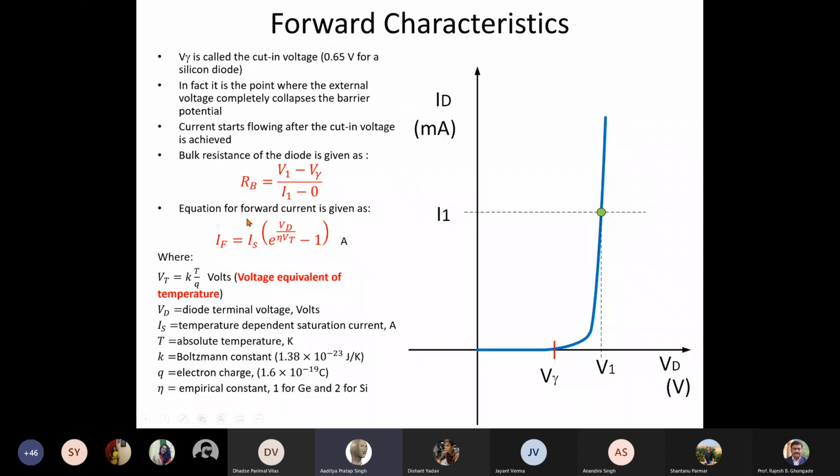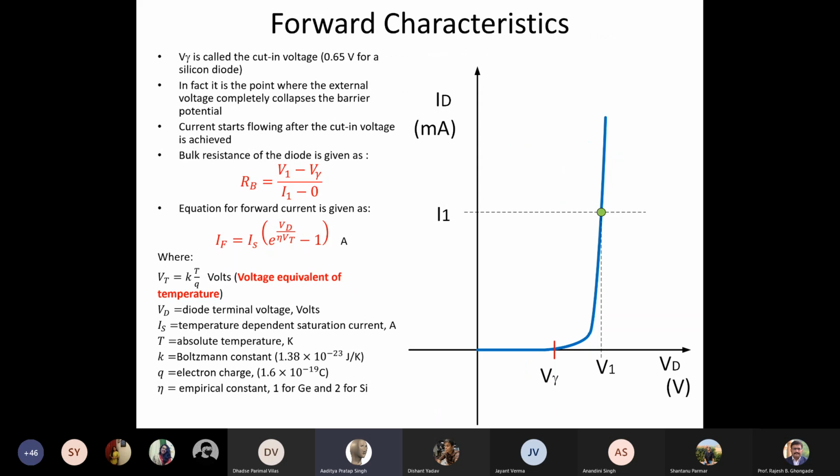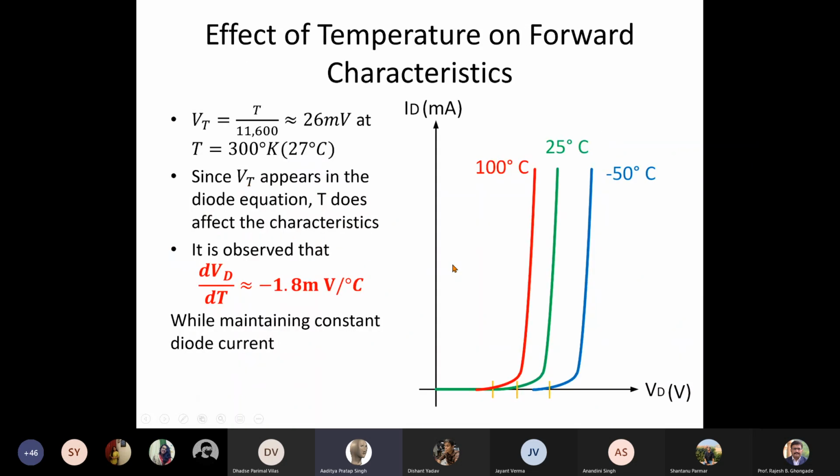Bulk resistance is a very good indicator of the value of the resistance offered by this device. For an ideal diode, it should be 0, but for a practical diode, this will be a non-zero value, which is a very important one. Okay, and if you look at the effect of temperature on forward characteristics, why will the forward characteristics be affected? Because if you look carefully, you'll see this VT parameter in the equation, which is dependent on temperature. So changing the temperature will also change the characteristics in this particular way.